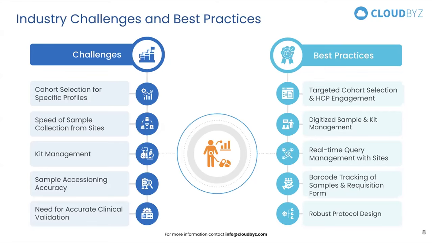The fourth challenge that the industry or the trial users face is the sample accessioning accuracy. Accuracy of sample accessioning is critical, as we all know, to maintain the integrity of the trial data. Errors can occur due to multiple reasons, including labeling mistakes, incorrect recording of data, or tracking samples wrongly, all of which can lead to significant setbacks and delay the accessioning process, leading to wastage in samples as well as increasing the costs. The fifth and final challenge is the need for accurate clinical validation.